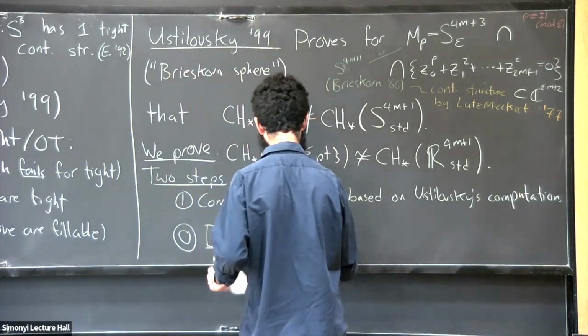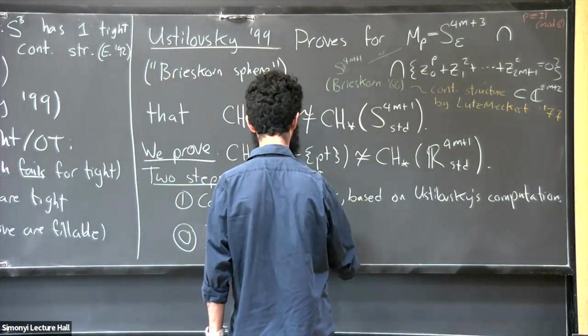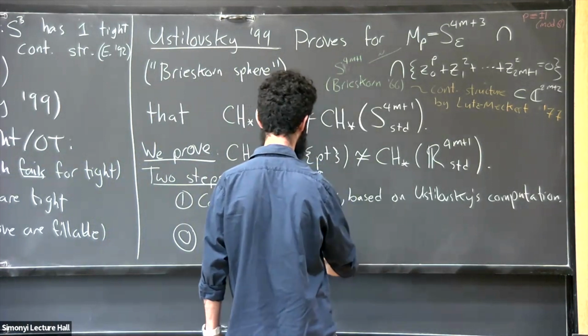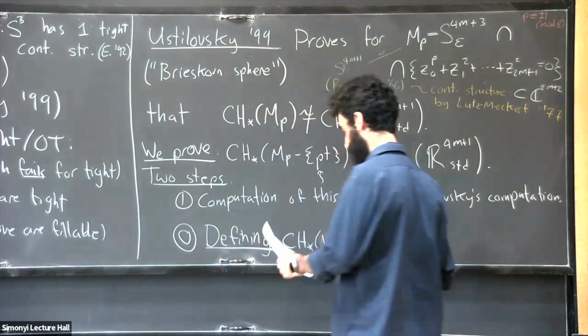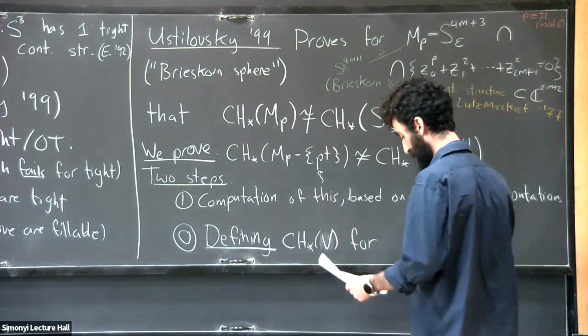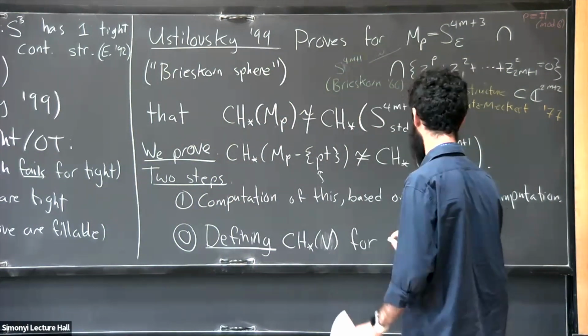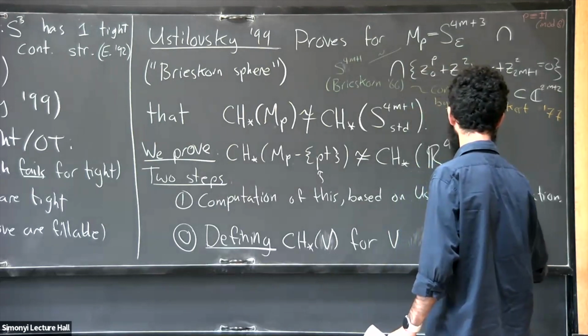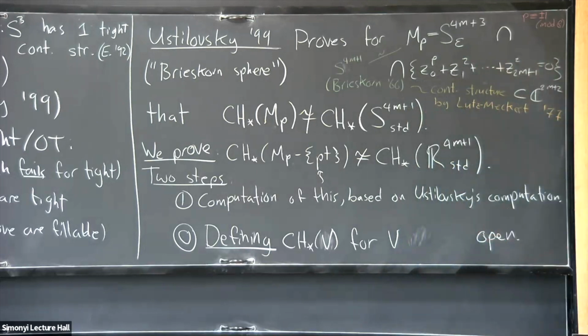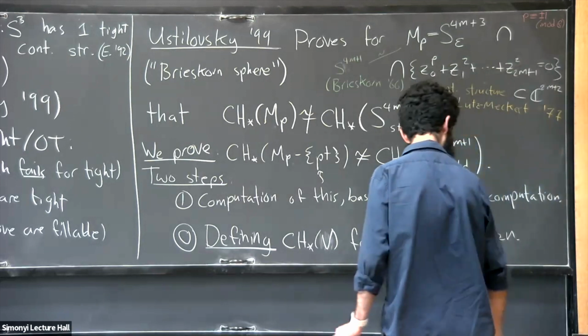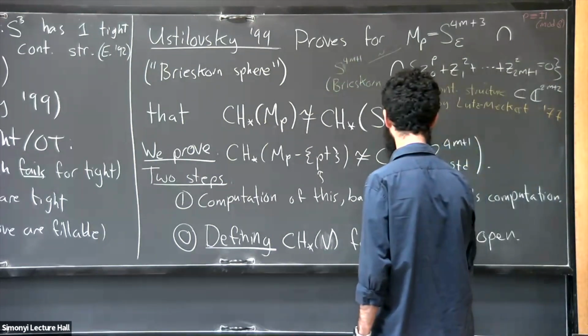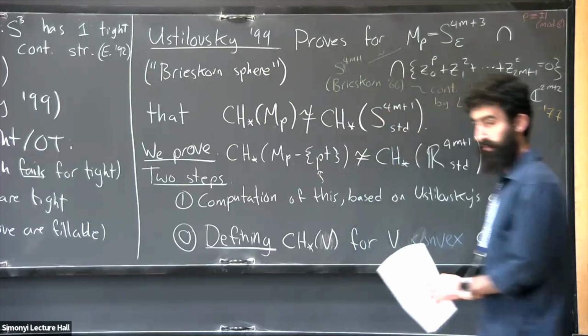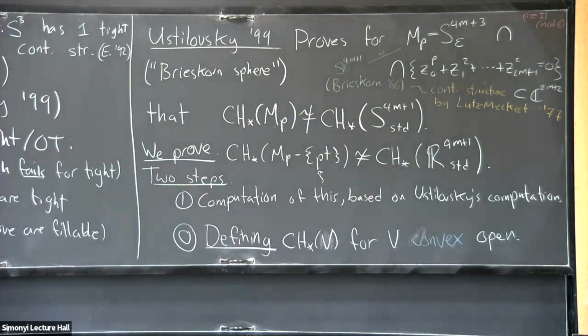And the reason it needs defining is because we're considering it not for V closed, where contact homology is normally defined, but for V open, and specifically we'll be doing it for so-called convex open contact manifolds, which is, I think, what I'll tell you about next.